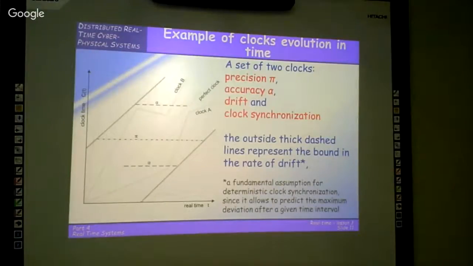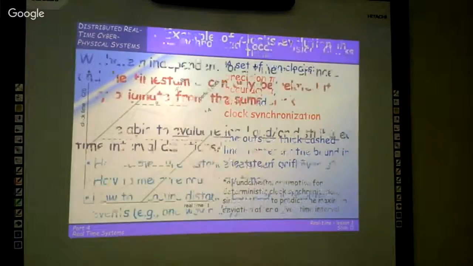If I don't have any bound on how fast the clock can diverge from the correct time, I should be running these algorithms all the time. No interval would guarantee that I would not pass the 1 second threshold. So this is a fundamental assumption for having a deterministic clock synchronization, because it allows us to predict the maximum deviation after a given amount of time.